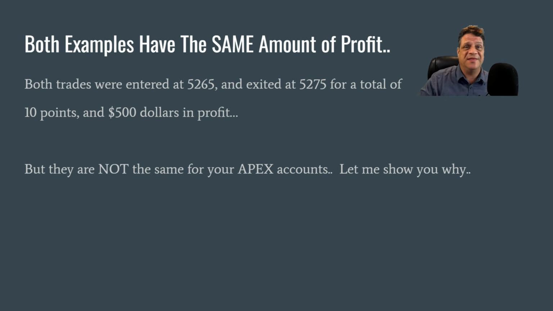Both examples made the exact same amount of profit. That's 10 points with a single ES contract, which is $50 per point. They both are profitable and they both made $500 in profit. But for the purpose of passing an Apex evaluation or trying to hit your withdrawal target on a funded performance account, one of these examples leaves you in a much better position than the other.